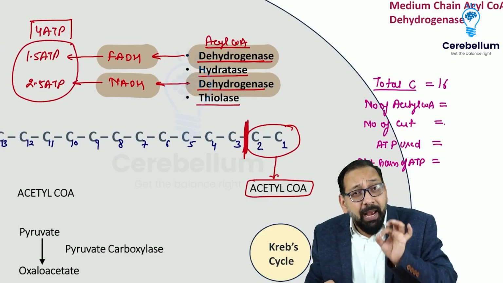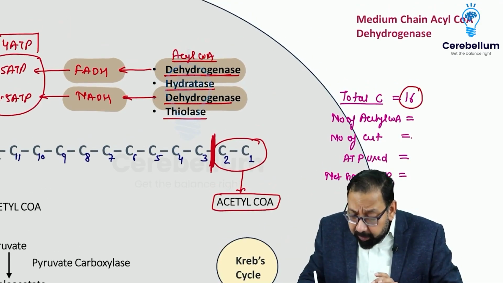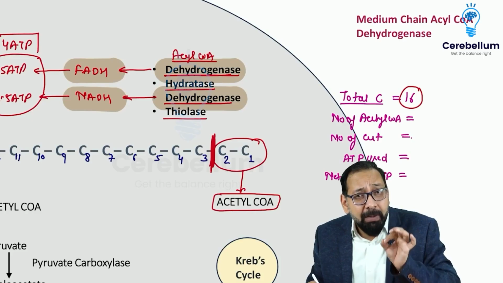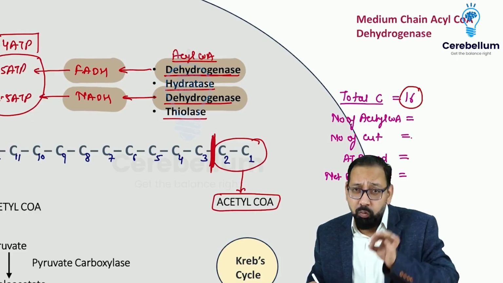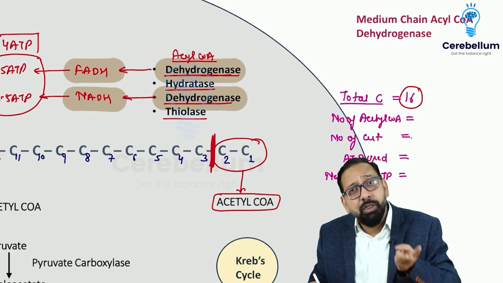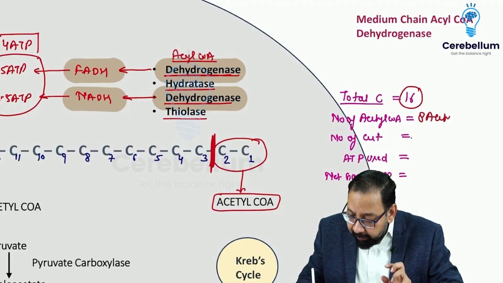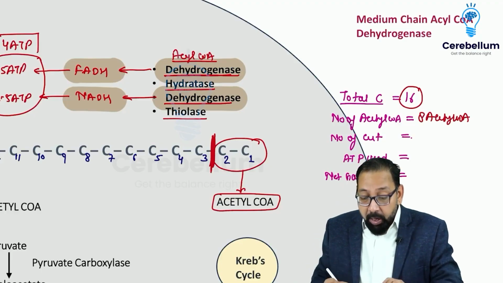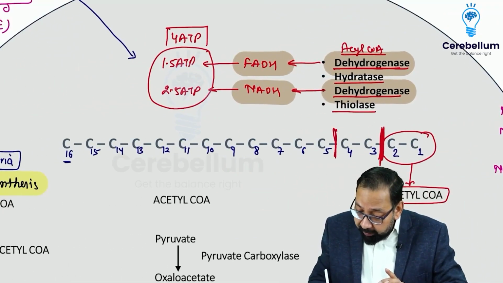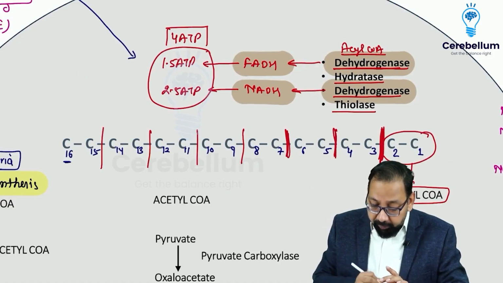Palmitic acid has 16 carbon, so the number of acetyl coenzyme A which can be produced is 16 by 2. From a 16 carbon compound, 2 carbon units, you can produce 8 acetyl coenzyme A. By how many cuts? You can count: first cut, second, third, fourth, fifth, sixth, seventh.